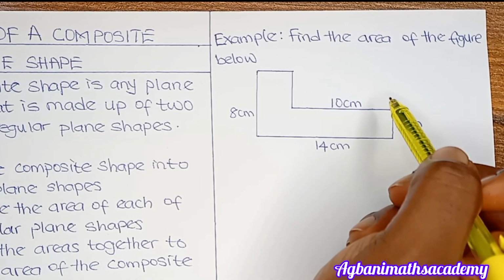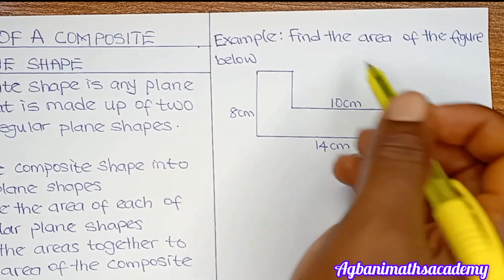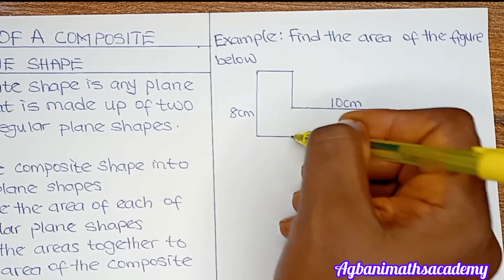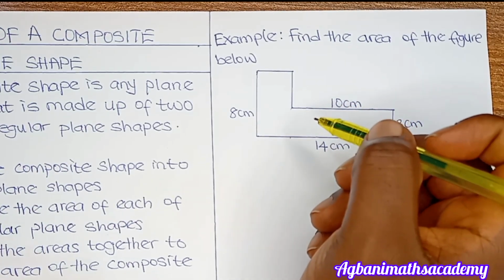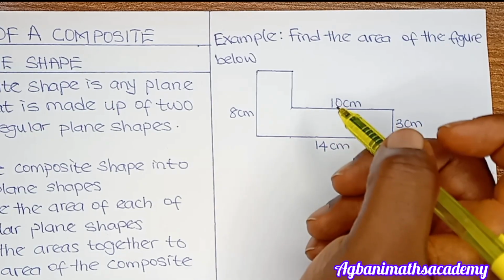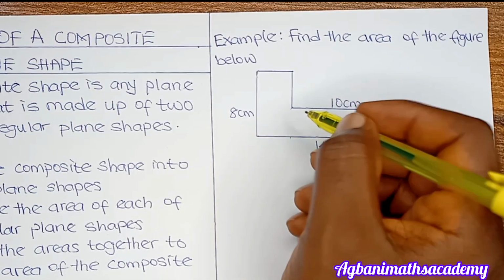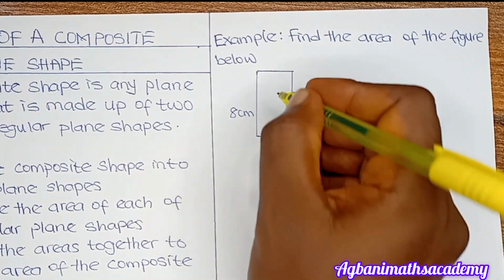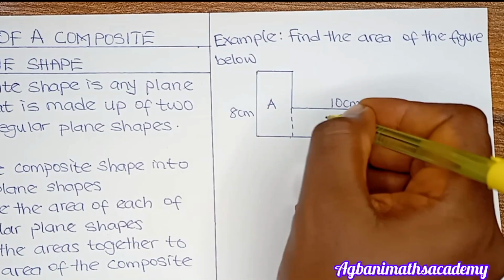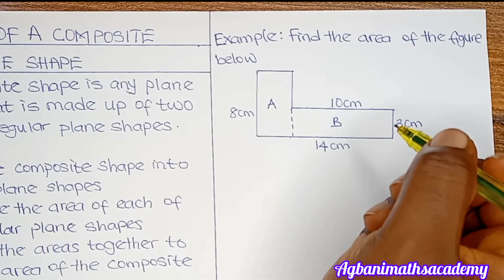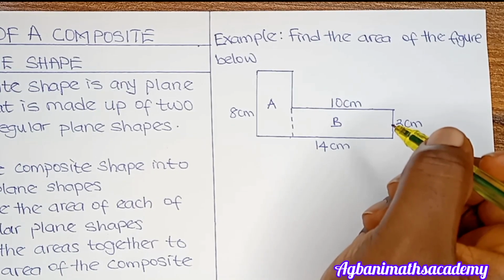First step is split the composite shape into regular plane shapes. So since we have a shape like this, we can decide to split it like this so that we can have two rectangles, or we can decide to split it like this. We also have two rectangles. Okay, so let's do it this way. If we split it like this, we now have rectangle A and rectangle B. So we have split this composite plane shape into two regular plane shapes.